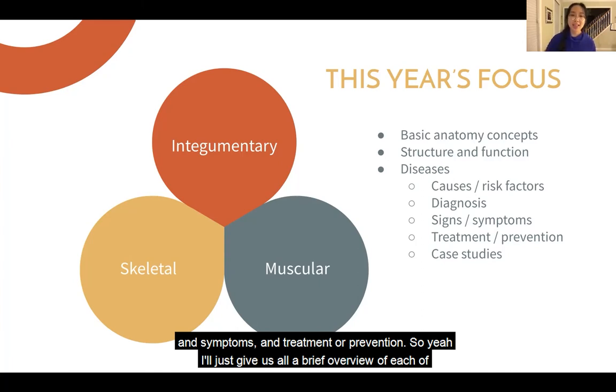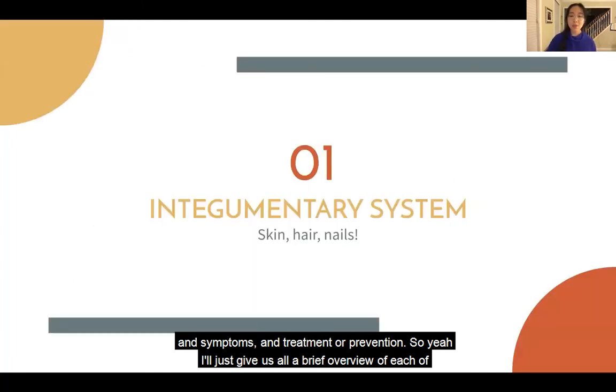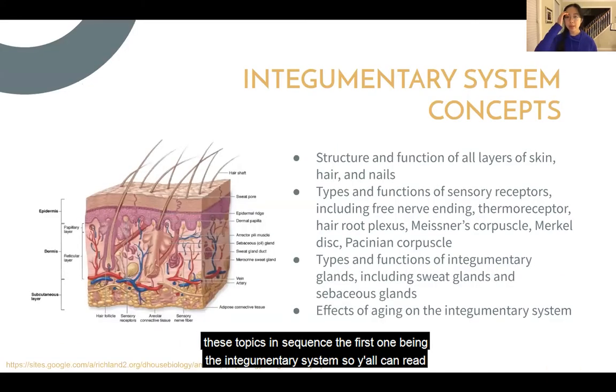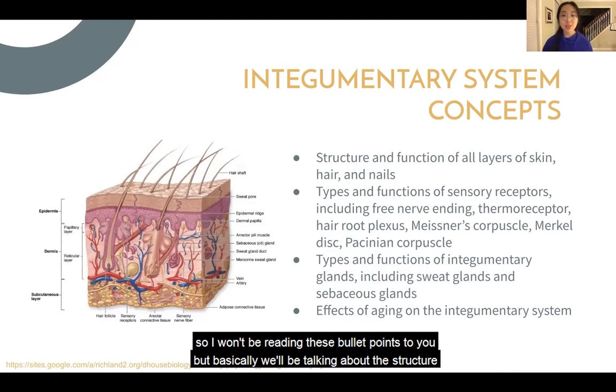So I'll just give us all a brief overview of each of these topics in sequence, the first one being the integumentary system. Y'all can read, so I won't be reading these bullet points to you, but basically we'll be talking about the structure and function of skin, hair, and nails, like this diagram shown here on the left. By the end of this unit, you'll know what all of these things in this diagram are, including different kinds of sensory receptors and glands and hair, which are all associated with skin.